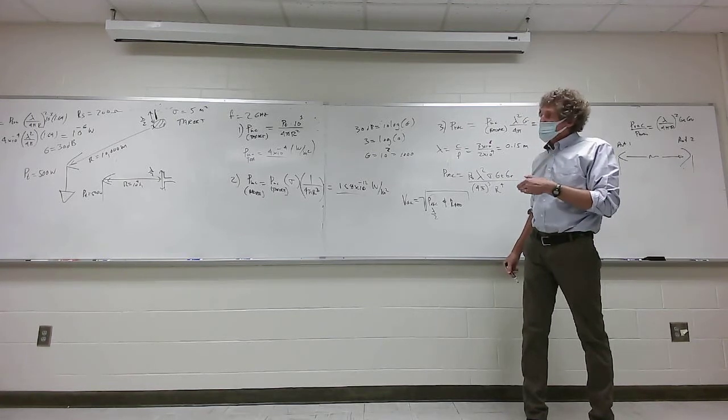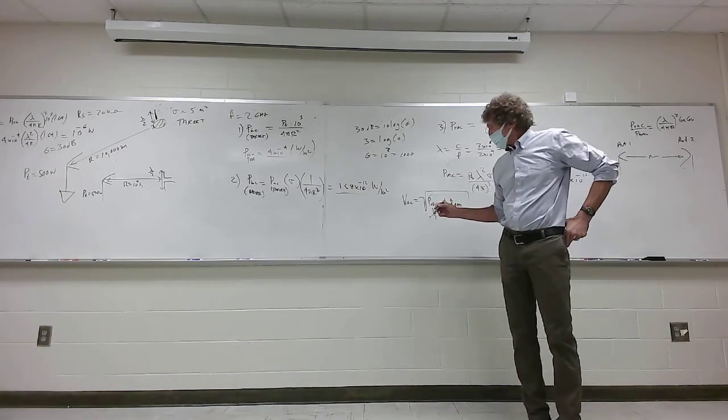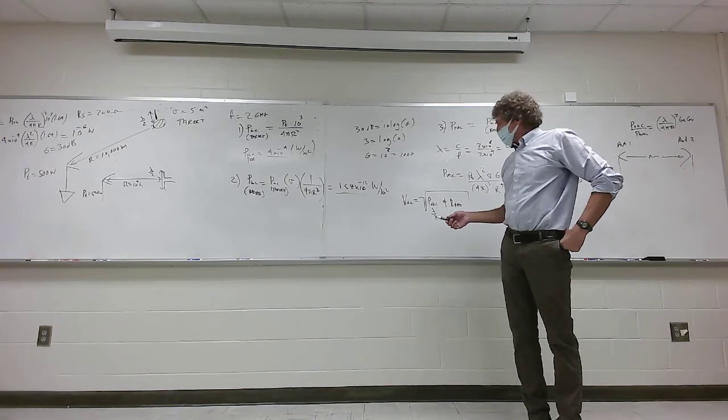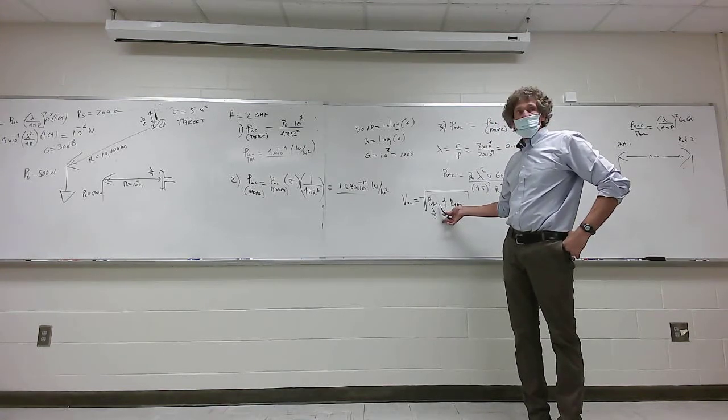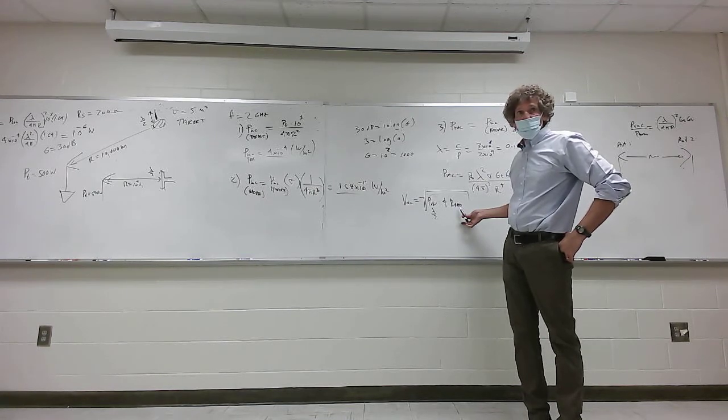Know this pretty well, this type of problem, because you'll see it over and over again. Can you repeat the formula there? The open circuit voltage is the square root of P received times 4 times the radiation resistance of the antenna where the power is being received. Okay?